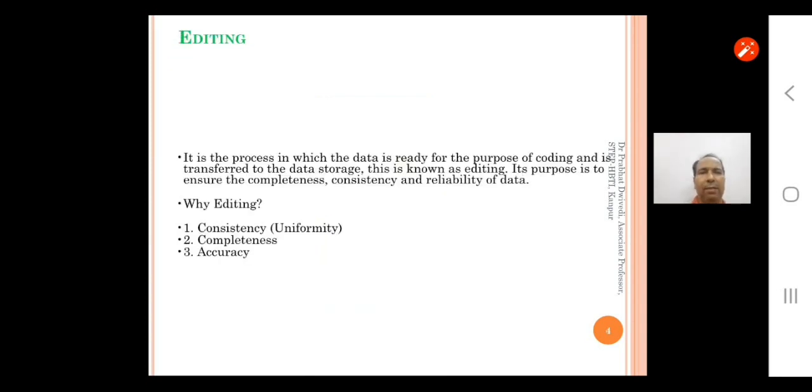Now, what is editing? What can we call data editing? It is the process in which the data is made ready for the purpose of coding and is transferred to the data storage. This is known as editing. Its purpose is to ensure the completeness, consistency and reliability of data. So for three basic purposes data editing is done. Number one, consistency or uniformity of data. Then for the completeness of data, and finally for the accuracy of the data.